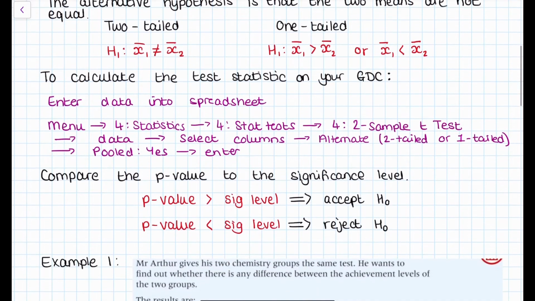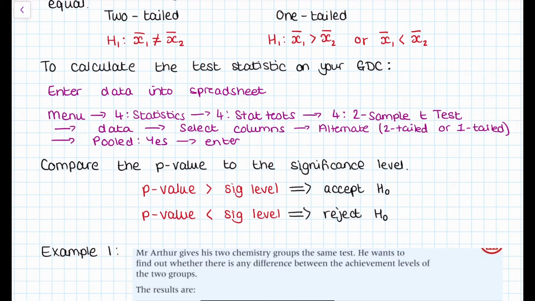When we're comparing in a t-test, we compare the p-value to the significance level. So if the p-value is greater than the significance level, we accept. If it's less than, we reject.